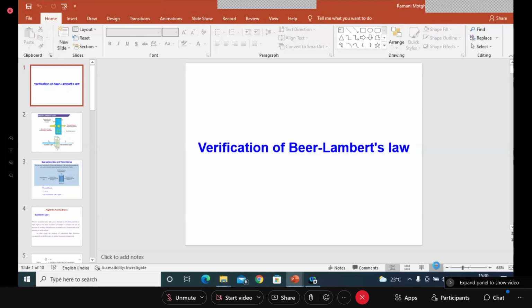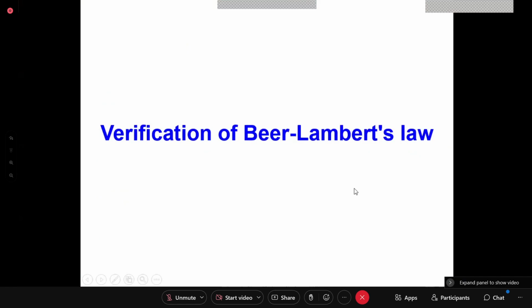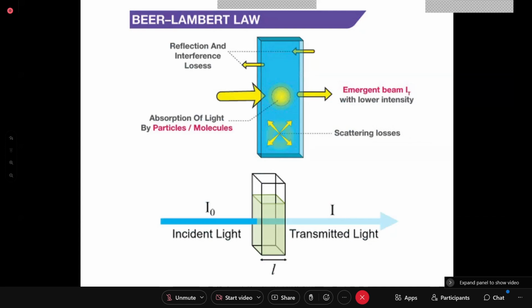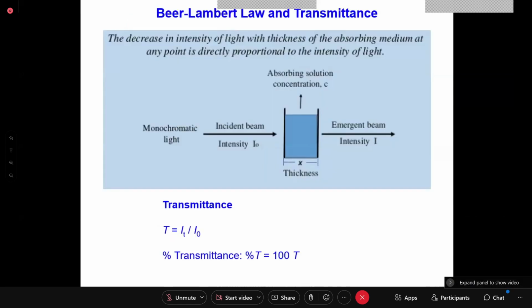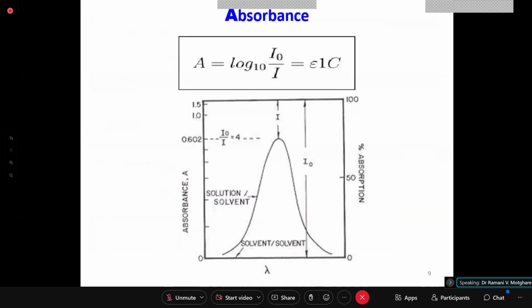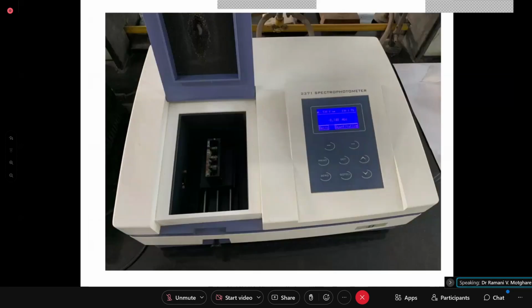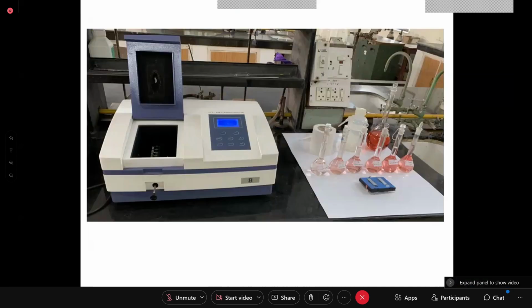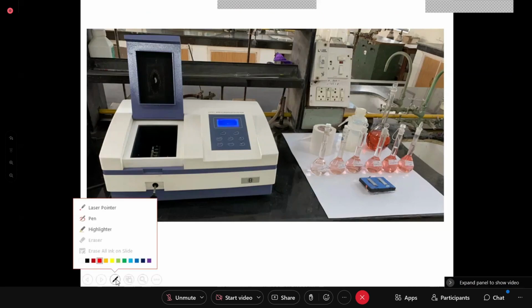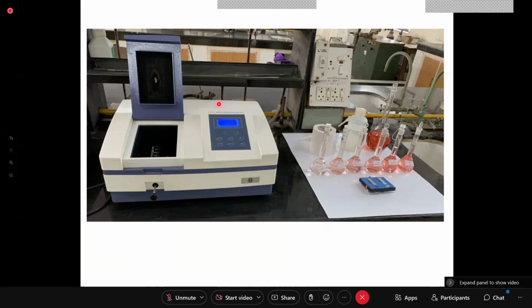Okay, the next experiment is verification of Beer-Lambert's law. So the aim is to verify Beer-Lambert's law. Now, this experiment is from the topic interaction of radiation with matter. It's an important topic. Okay.